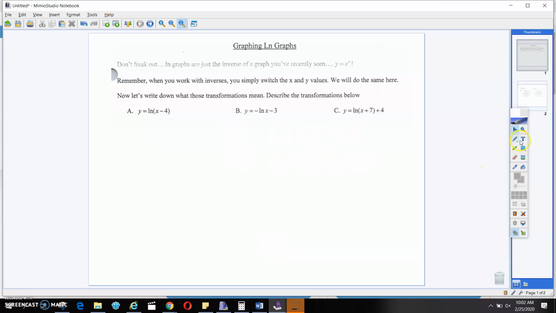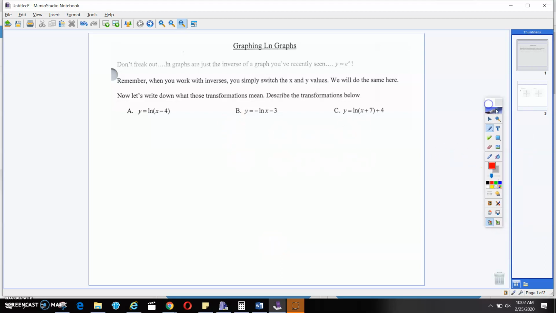So what we're going to talk about today is graphing ln and then the natural base. Remember that e to the x and ln of x are inverses of each other, right? Yes, we remember that. If you don't remember that, that's a thing. Okay? So we're going to talk about transformations.